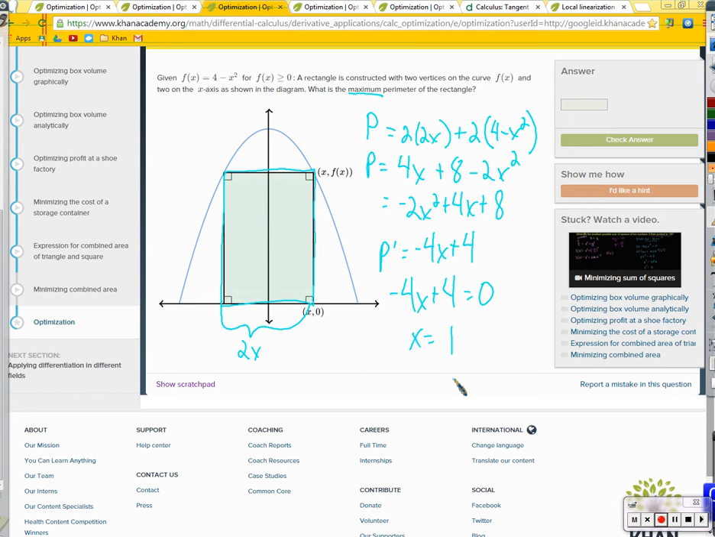Let's just make sure that's what they're asking for. What is the maximum perimeter? It doesn't say what x value, it says what is the maximum perimeter. Plug it all in, the perimeter function is right there. So plug in the 1. It could be easier. Negative 2 plus 4 plus 8 plus 10. I got 10. There we go. 10 is the maximum perimeter.